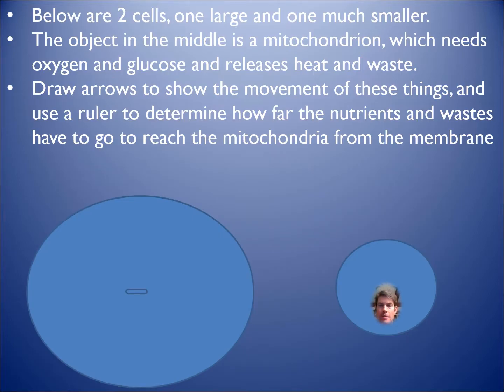So here we have a couple cells, a big cell and a small cell, and this is a mitochondrion in the middle here. And it needs oxygen, glucose, and it needs to release heat and waste. So say oxygen needs to come from the environment and boom, come through the membrane and travel all the way through and then eventually make it to the mitochondria.